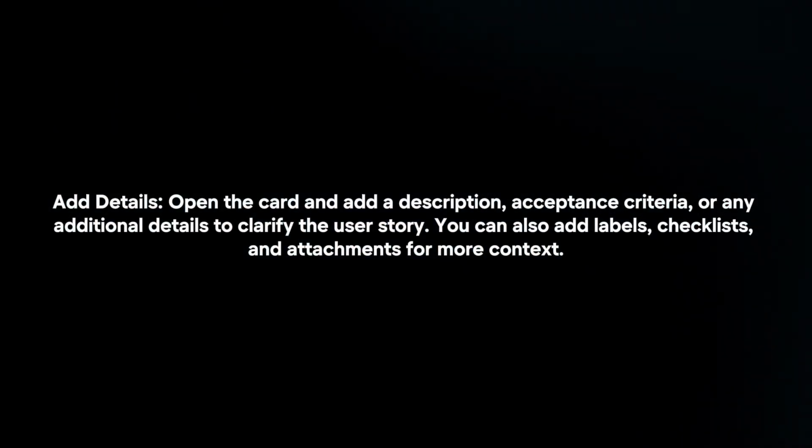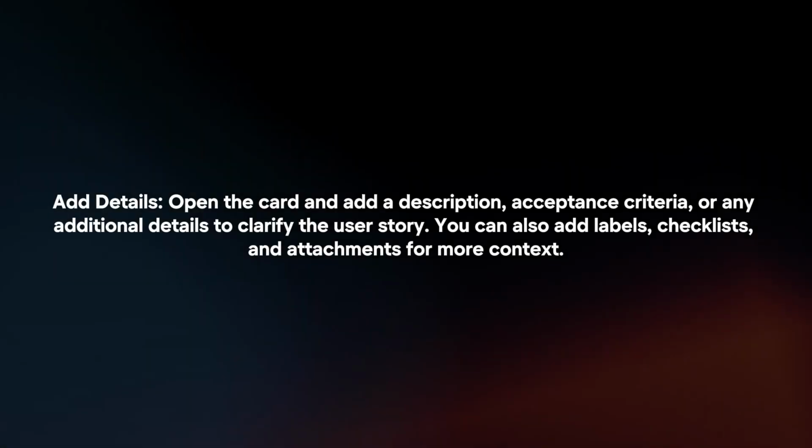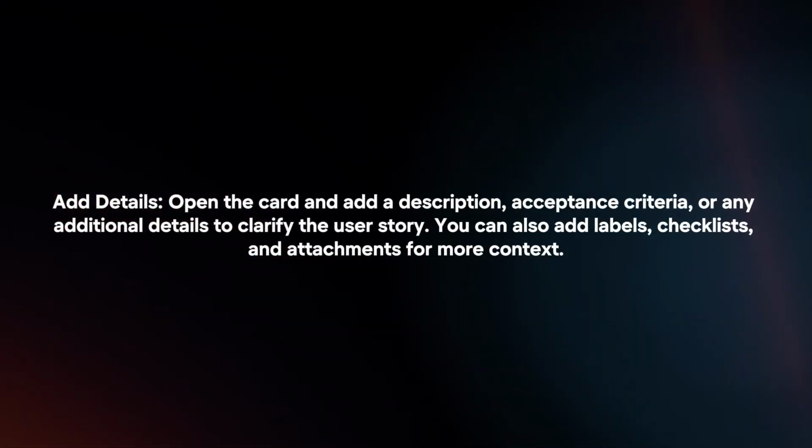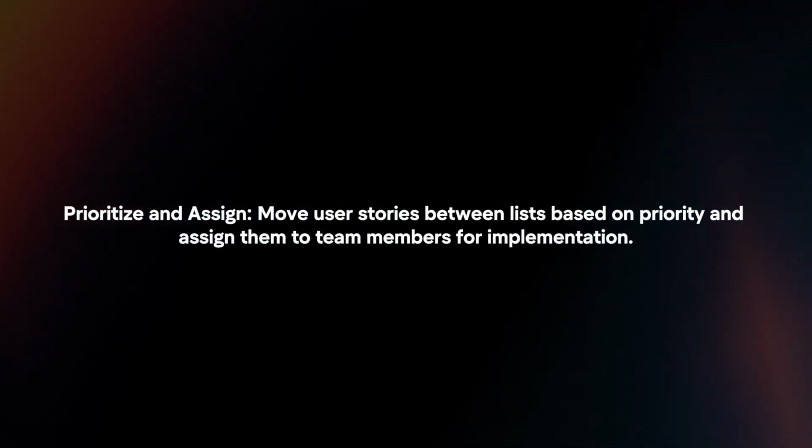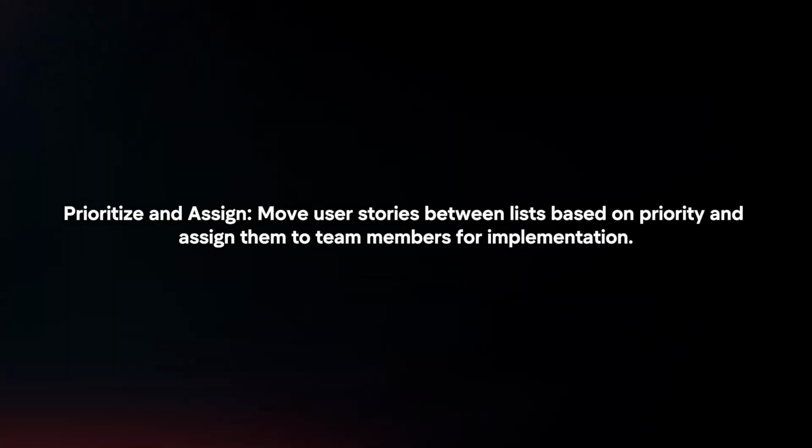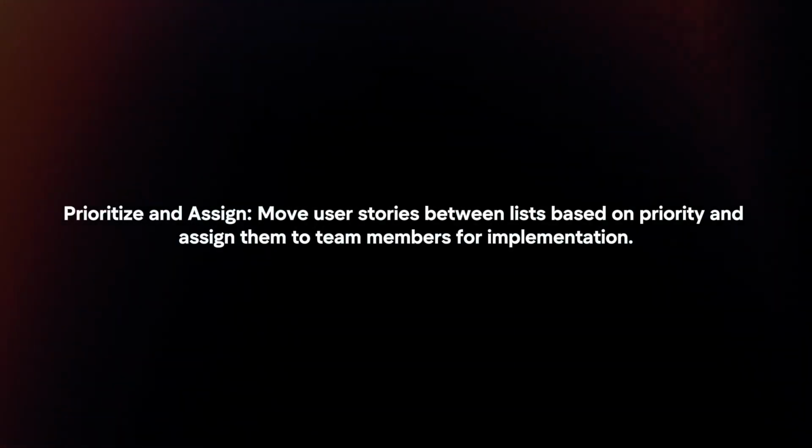Add details. Open the card and add a description, acceptance criteria, or any additional details to clarify the user story. You can also add labels, checklists, and attachments for more context. Prioritize and assign. Move user stories between lists based on priority and assign them to team members for implementation.